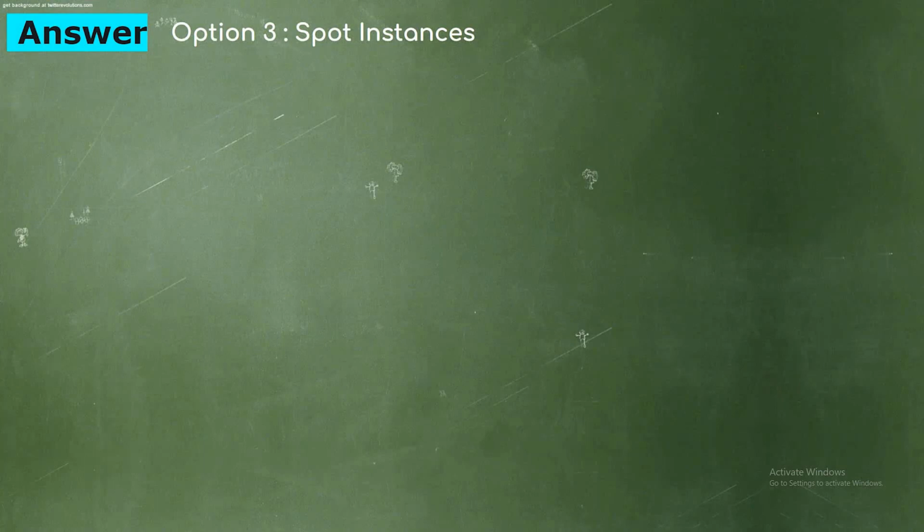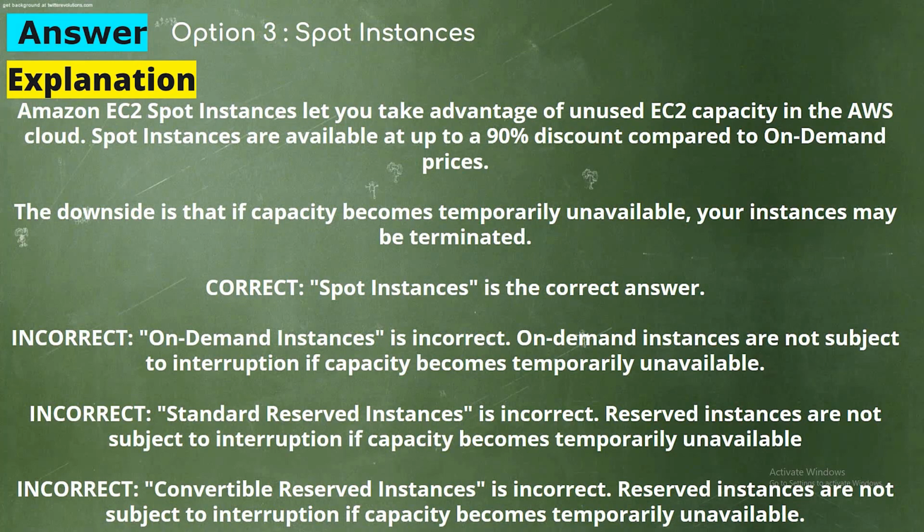Spot instances. Explanation. Amazon EC2 spot instances let you take advantage of unused EC2 capacity in the AWS cloud. Spot instances are available at up to a 90% discount compared to on-demand prices. The downside is that if capacity becomes temporarily unavailable, your instances may be terminated. Correct. Spot instances is the correct answer.